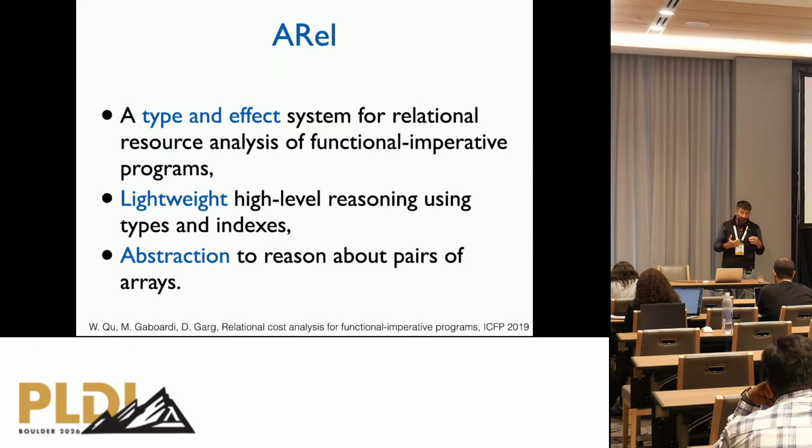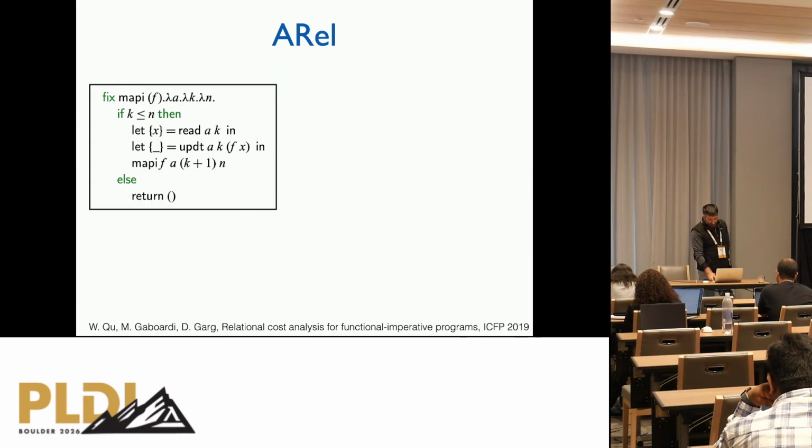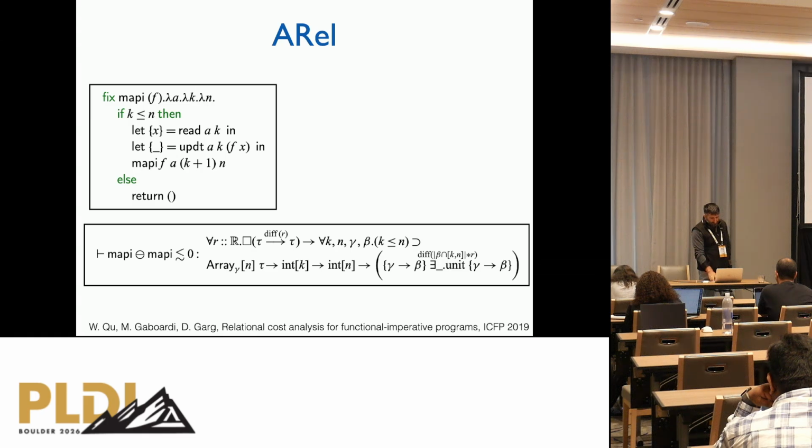And a key point is also that we developed some abstraction to reason about pairs of arrays. And this is something that I will use also later in my talk. So let's say we have a program. Now what we reason about is types. And types look something like this. Now, as I say, this maybe doesn't look exactly lightweight to you, but it's very similar.